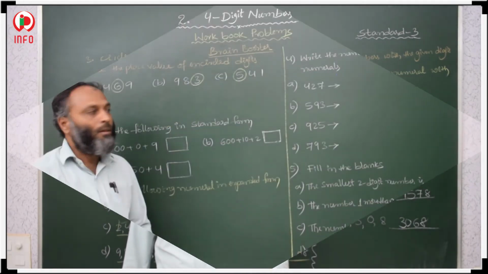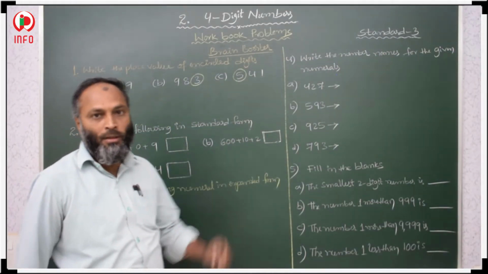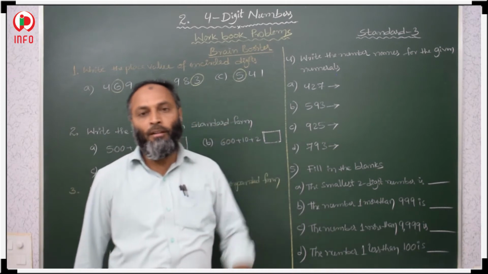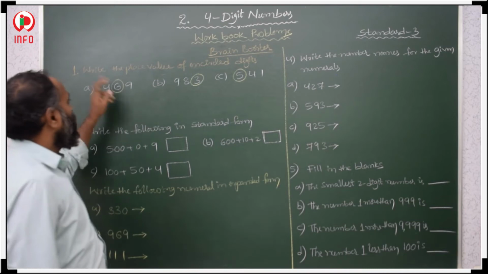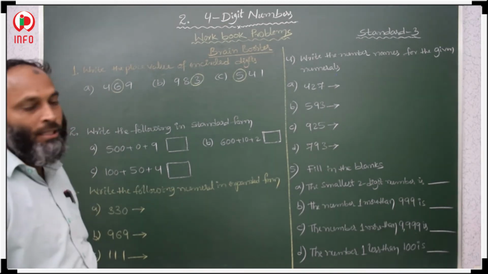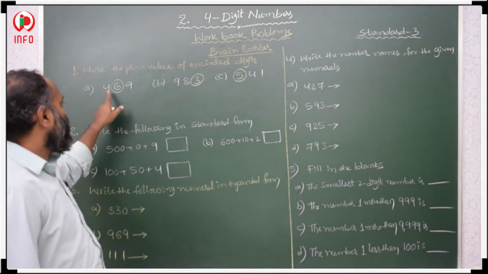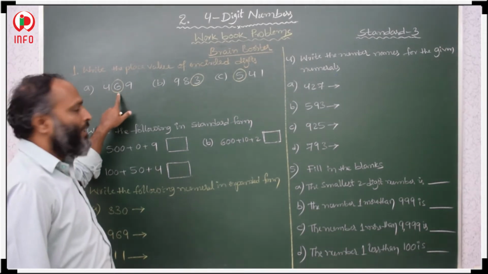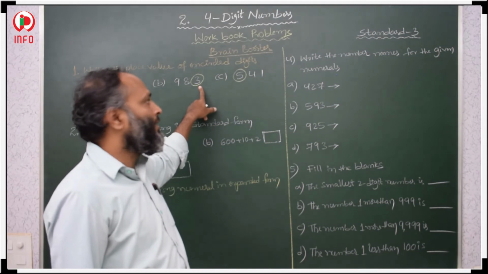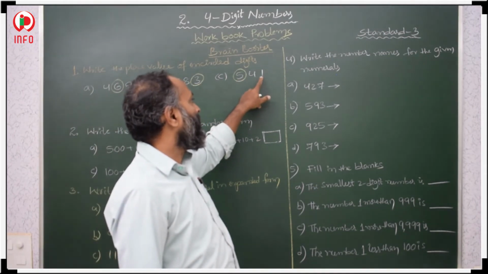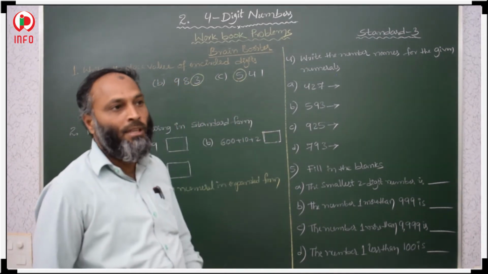Okay. Now students, brain booster. So again we recapitulate what we did in our workbook. So see here. Write the place value of the encircled digit. Here 469, 6 is encircled. Here 983, 3 is encircled. And 541, here 5 is encircled.